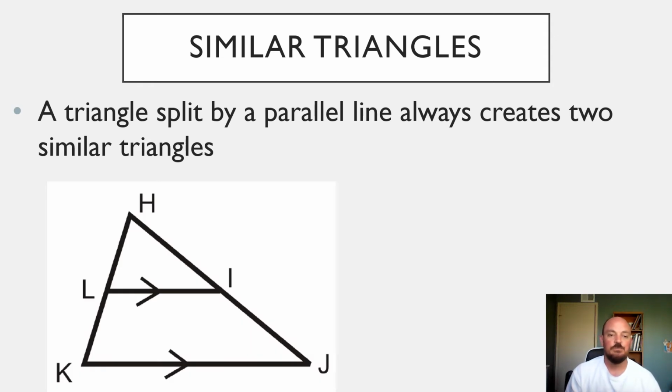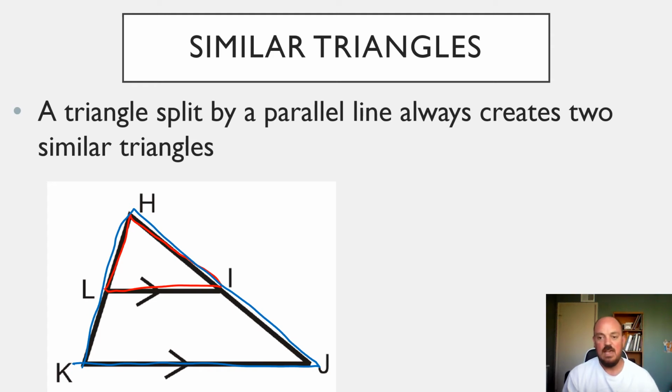So here's a picture. We have the big triangle, which would be like KHJ going around. And then you have that line going through the middle, LI, that is parallel to KJ. I put the little arrows on it to show they're parallel. And what that means, I'll highlight them in color to show you. This red triangle here, this smaller one, which would be LHI, is automatically similar to the big triangle right here, the blue one now, KHJ.